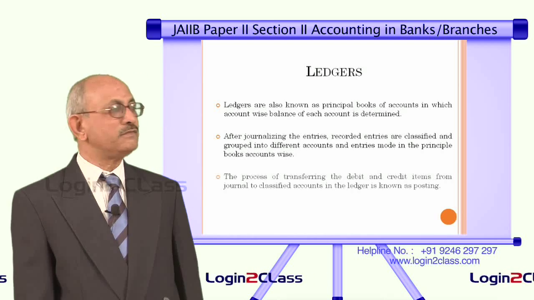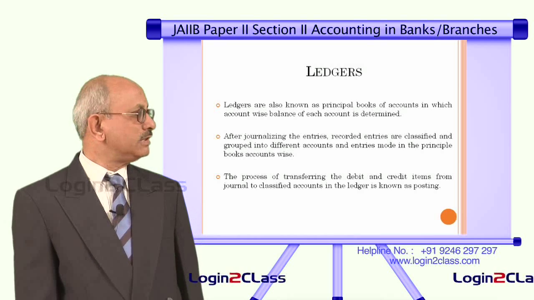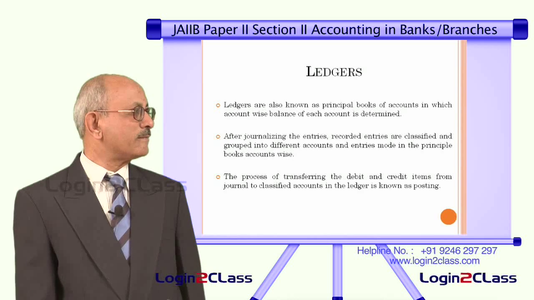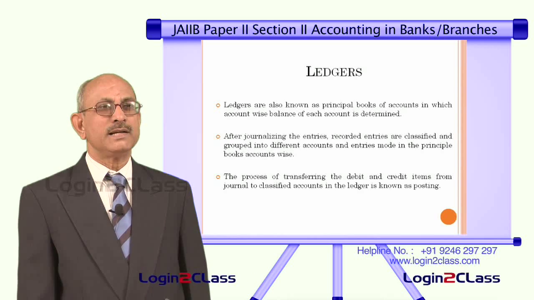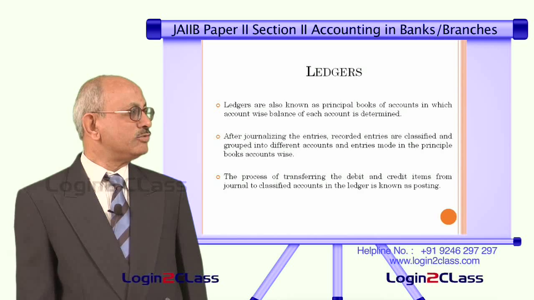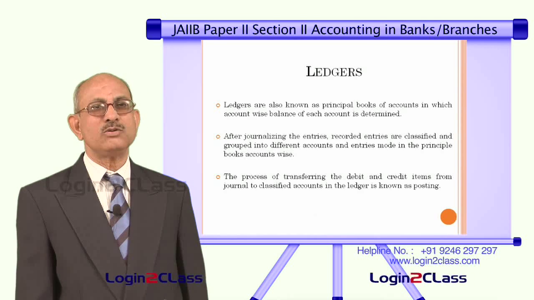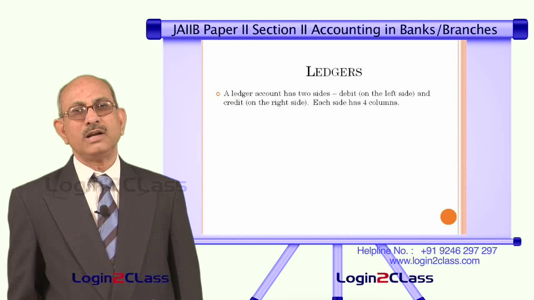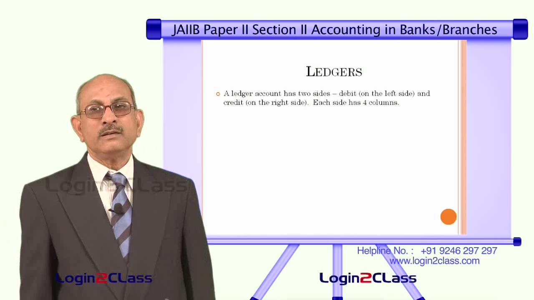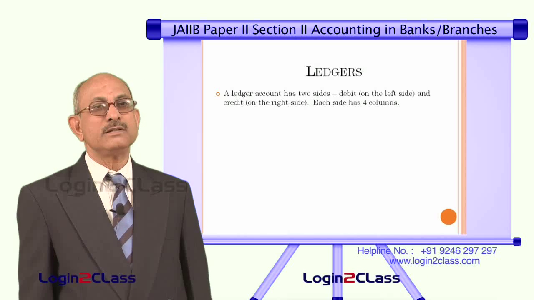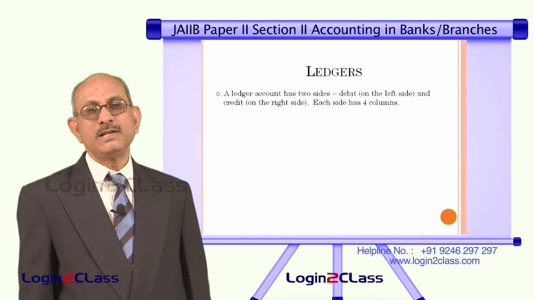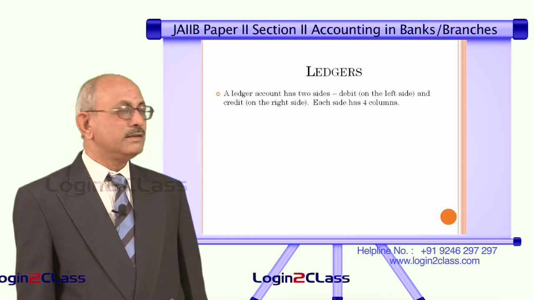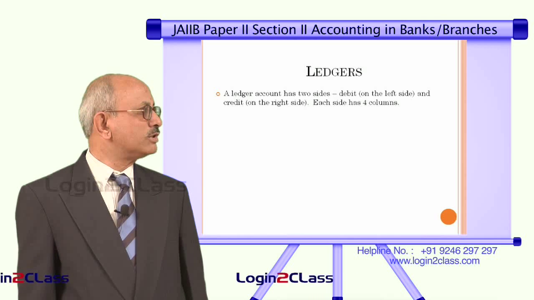And this process of transferring the debit and credit items from journal to classified accounts in the ledger is known as posting, ledger posting. So ledger posting is nothing but classification of the items account wise. That means account wise they are segregated based on the journal entries. Now let us find out how a ledger will look. A ledger has got two sides to reflect both the balances, that is the debit balance as well as the credit balance. So debit is traditionally put on the left side and credit is put on the right side.